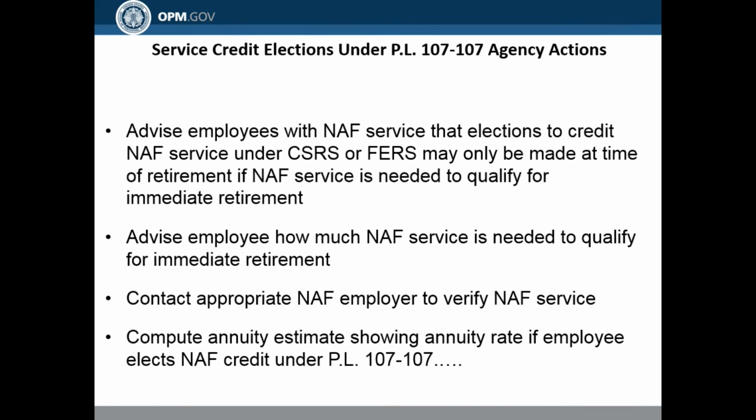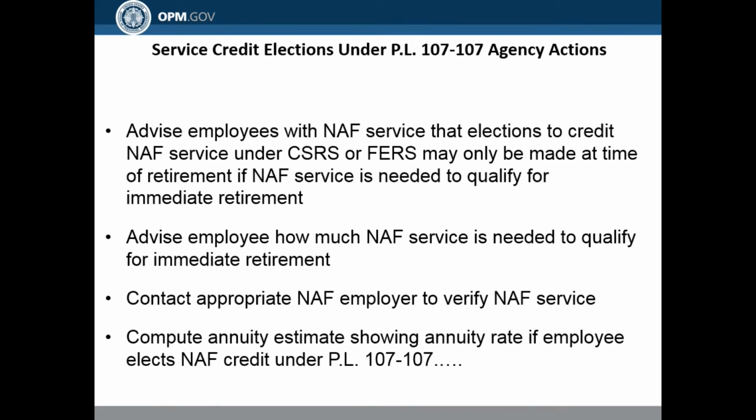Now, as far as service credit elections under 107-107, what you guys need to be aware of, as far as actions you need to take, is you have to advise the employees with NAF service that the credit may only be made at the time of retirement if the NAF service is needed to qualify for an immediate annuity. Okay, so we're not going to make that determination until the person is actually going to retire and they need it to qualify for an immediate annuity as opposed to a deferred annuity.